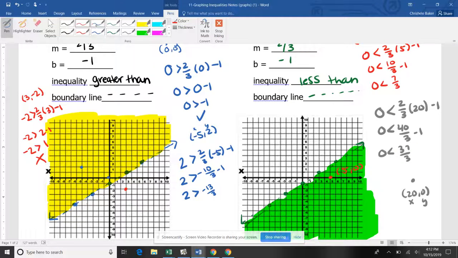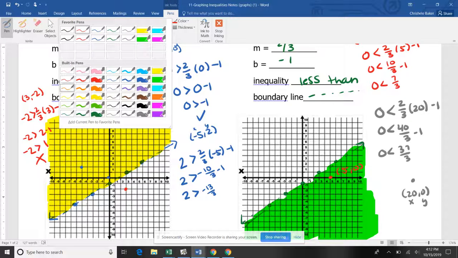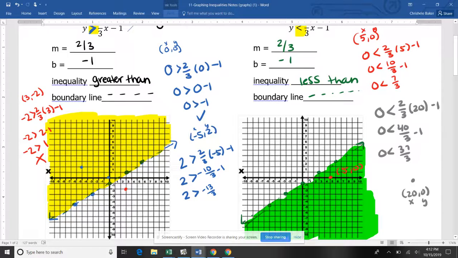Let's check out something that doesn't work. Something that's not shaded. How about that? 0, 2. This should not work. This is x, this is y. Is 2 less than 2/3 x minus 1? Well, 2/3 times 0 is 0, so is 2 less than -1? Absolutely not. And that's why it doesn't work. It's not in the shaded area.